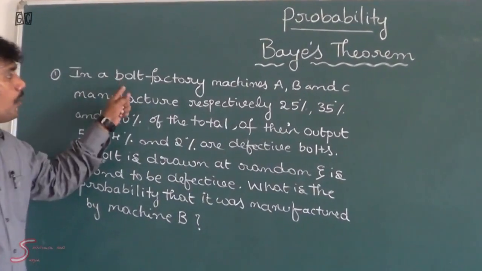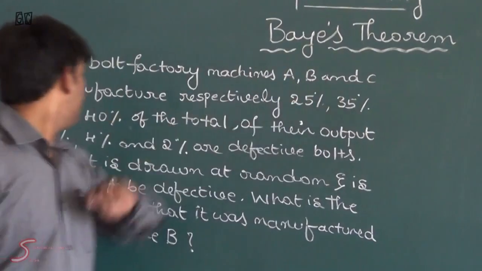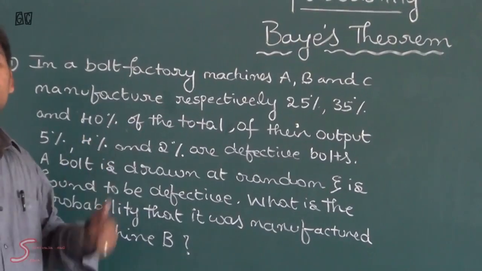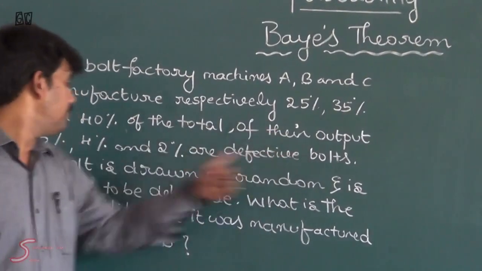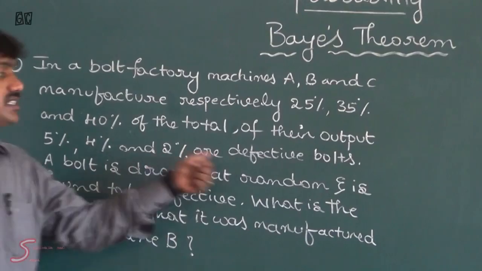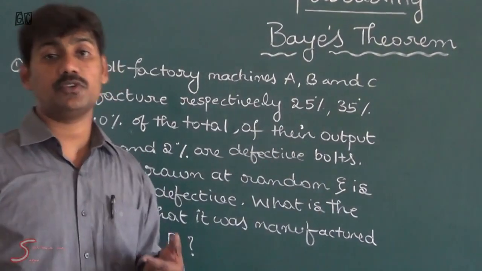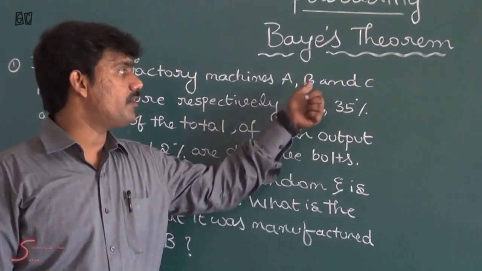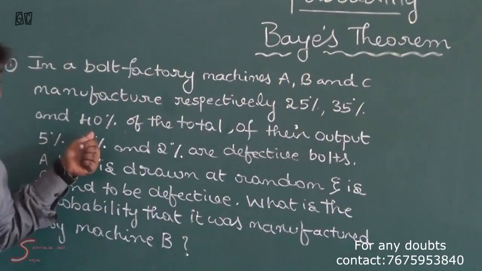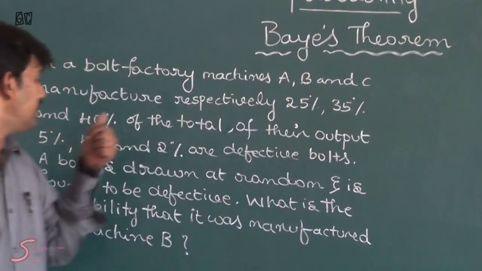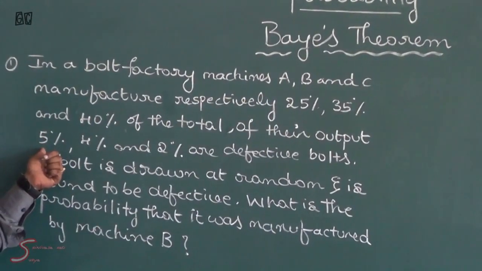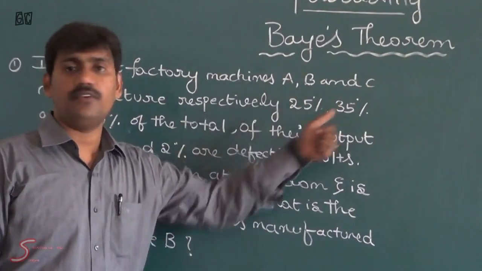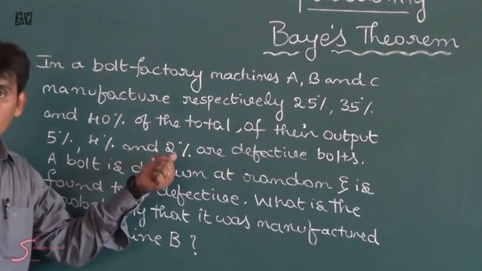In a board factory, machines A, B, C manufacture respectively 25%, 35% and 40% of the total boards. Of their output, 5%, 4% and 2% are defective. So there are three machines in the board manufacturing company. The total output for A is 25%, for B is 35% and for C is 40%. Out of A's 25%, 5% are defective boards. In the same way, for B and C the defective percentages are also given.